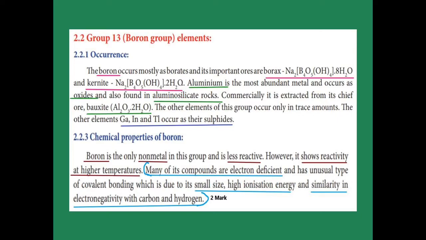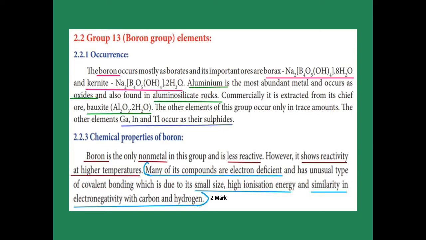Then another member, aluminium, occurs as oxide and also aluminosilicate rock. The important ore for aluminum is bauxite, Al2O3 with 2 moles of water. Then the rest of the elements, gallium, indium, thallium, occur as sulfide ore and also in trace amounts. Now chemical properties of boron. Boron is the only non-metal in that group, the rest of the elements are metals, and boron is less reactive. The reactivity of boron increases with the increase in temperature. At high temperature only does it show its reactivity.